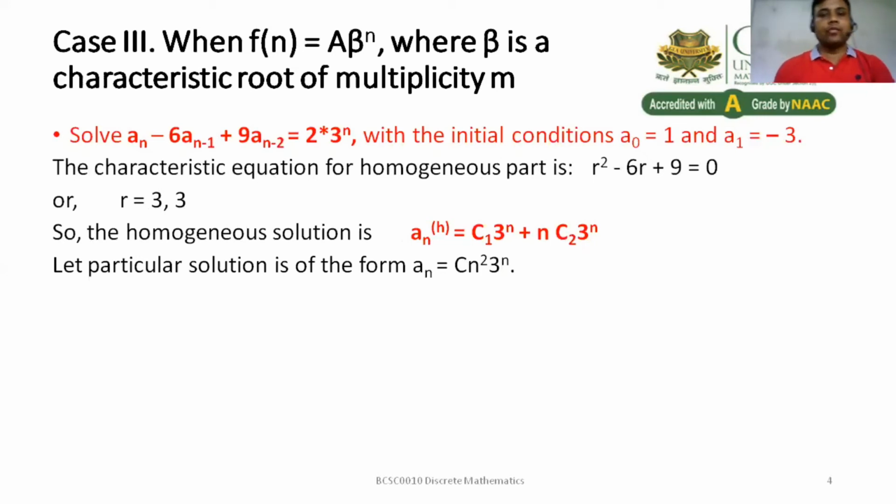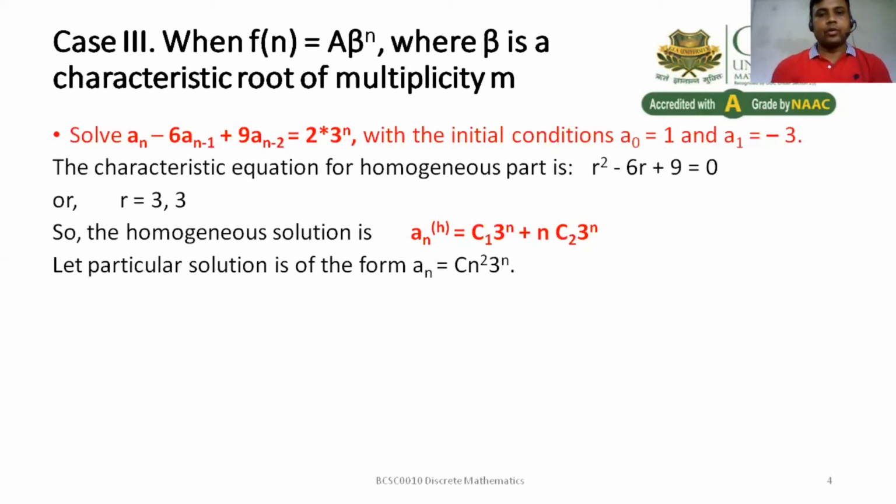So in general we can say that whenever beta is a characteristic root of multiplicity m, we assume that the particular solution is of the form c, where c is any constant, multiplied by n raised to power m multiplied by beta raised to power n, where m denotes the multiplicity of the characteristic root beta.